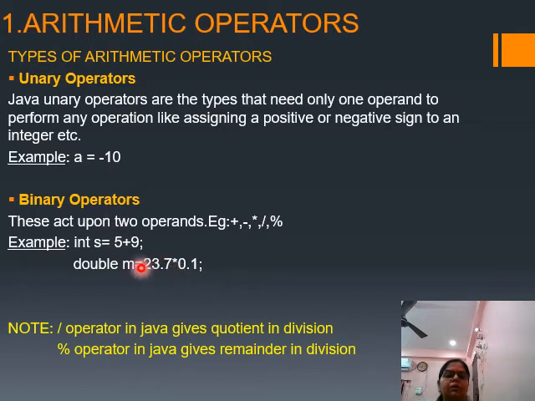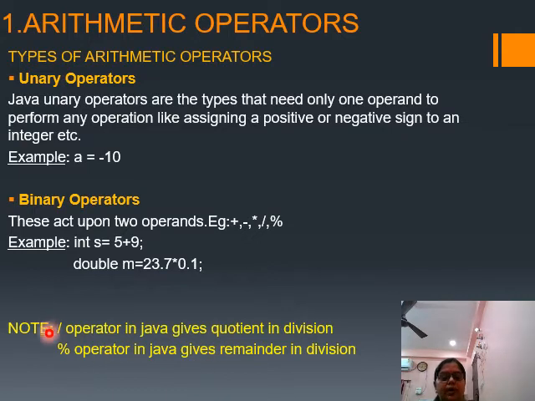In binary operations, the action is upon two operands. See here, two operands are used, 5 and 9, with the plus operator, 5 plus 9. In the second example, 23.7 into 0.1, two operands are used for a single operator. It means unary operators perform on a single operand and binary operators perform on two operands. This is your major difference.